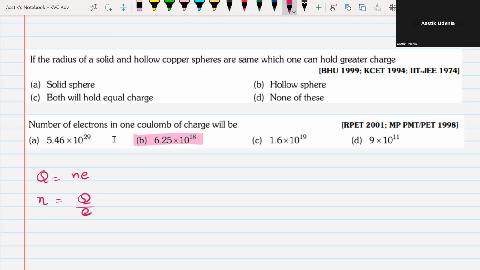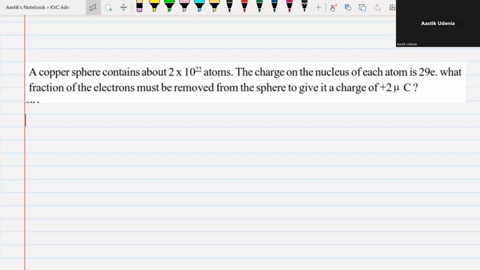Do it fast. Such types of questions can come. A copper sphere contains 2 times 10 raised to the power 22 atoms. The charge on the nucleus of each atom is 29 E. What fraction of electrons must be removed for the sphere to have a charge of 2 coulombs? I'll give you 1 minute to note this down.